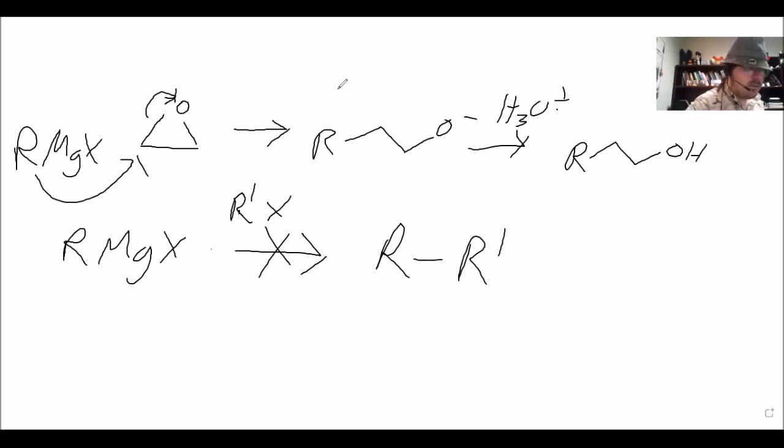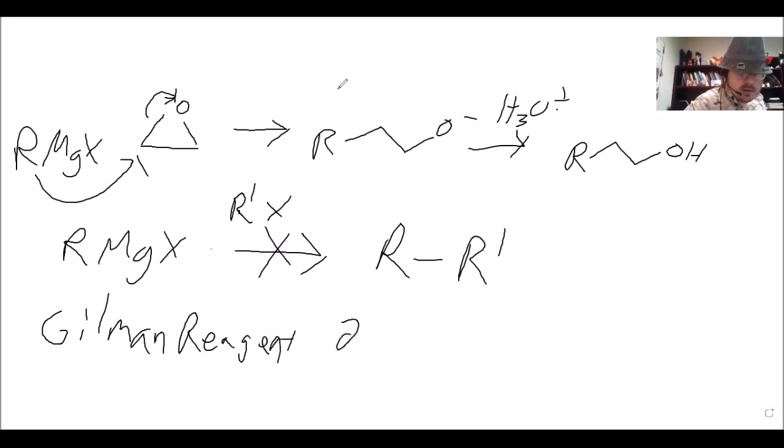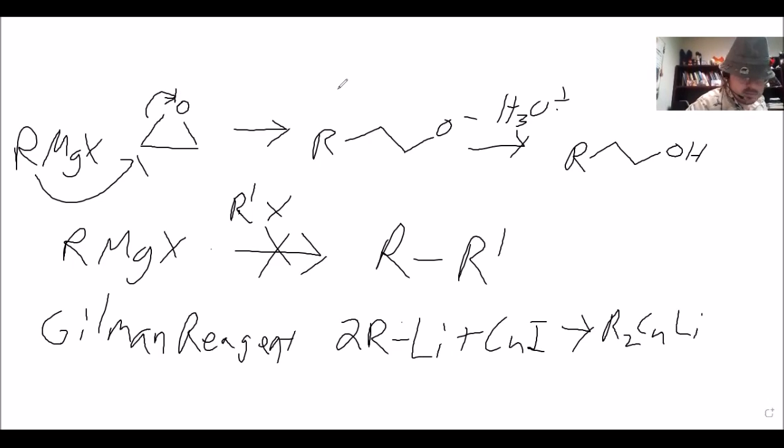Now another one that works on a similar method is the Gilman reagent. This is a modification of our organolithium. Gilman reagent. This is a special one. So first we have to take our organolithium, and then we're going to add in copper iodide, form R2CuLi, and of course another LiI.